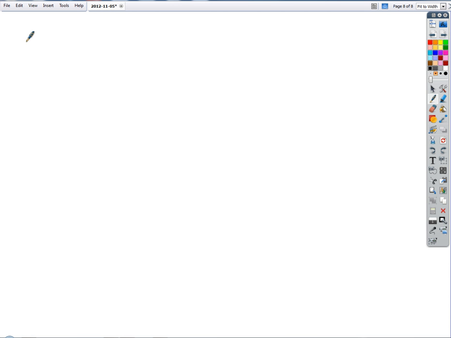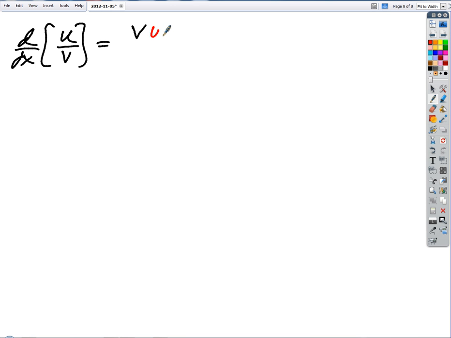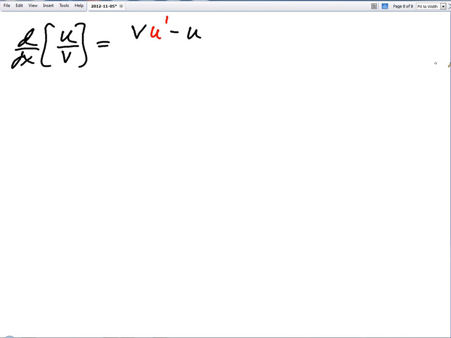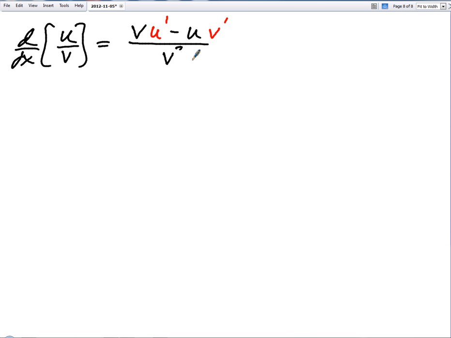So let's just write it in terms of u's and v's. The derivative with respect to x of u divided by v, we have the quotient rule here, is equal to v u prime minus u v prime, divided by v squared. Okay. Considerably more complicated than the product rule.